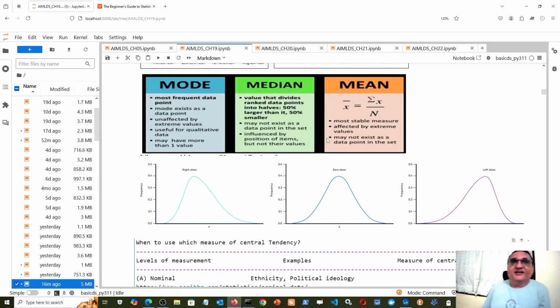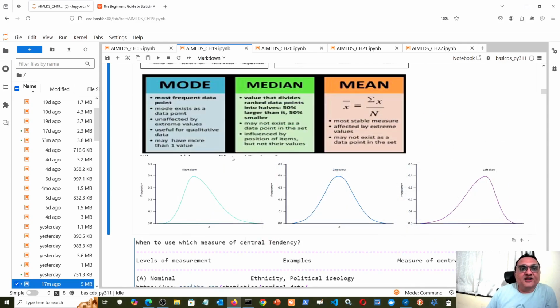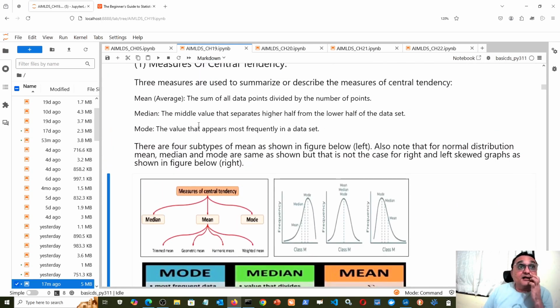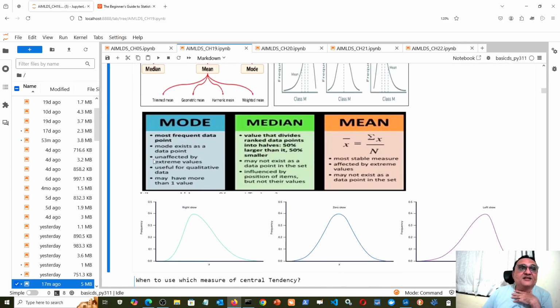Okay. Now here it is written, and this is actually wrong, that mean is the most stable measure. No, it is not the most stable measure. The very next line says it is affected by extreme values. And the mean also may not be a part of my data set. Here my mean was 9.6 and that was not part of my data set. Okay. Now it is not stable. In fact, median is considered to be more stable than mean.